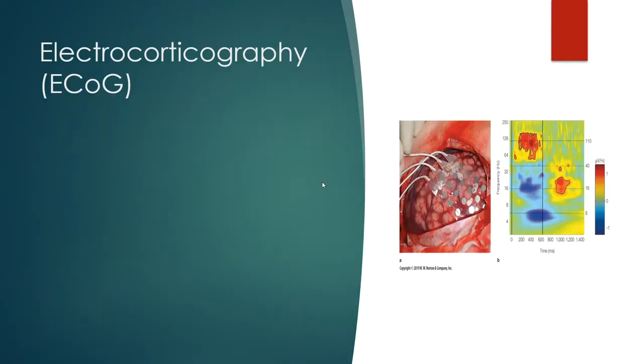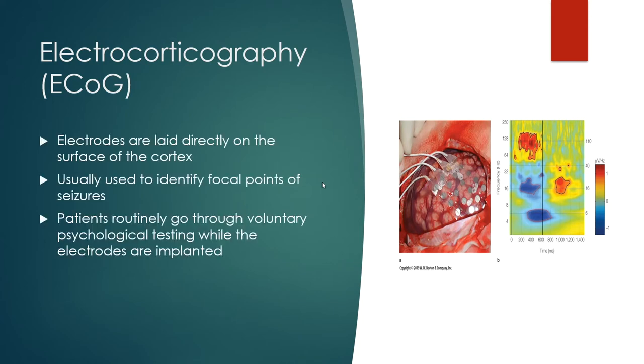ECoG is really cool, because it fixes some of the spatial problems with EEG. This is done on patients, like I was mentioning earlier, that have really bad seizures, and they're trying to figure out where those seizures are coming from. The patients actually have their heads opened up, and they lay a mesh of electrodes directly on the brain. They'll have these in for days or weeks while the doctors are trying to figure things out.